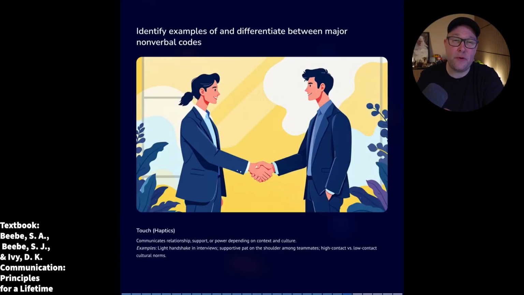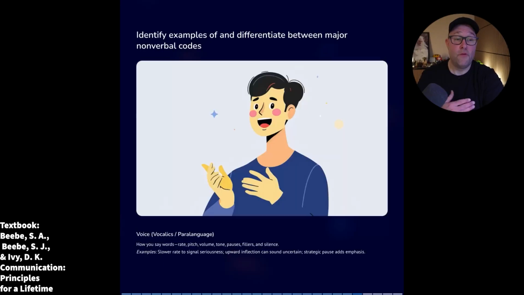Touch can also be referred to as haptics. It can communicate relationship, support, or power depending on context and culture. For example, a light handshake in an interview. High contact versus low contact cultural norms. Voice can also be referred to as vocalics or paralanguage. This is how you say words. It's the rate, pitch, volume, tone, pauses, fillers, and silence. For example, a slower rate to signal seriousness. Strategic pauses can add emphasis.